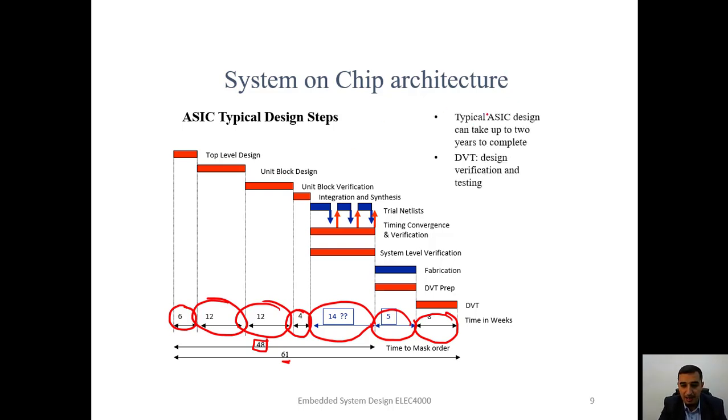So a typical application specific integrated circuit design will take up to 2 years to complete. The design verification and testing by itself will need at least 12 weeks. Now, in terms of system on chip, this is the application specific IC. I go to the company and tell them, I need you to build me an IC that will do this function. The company will tell me, this will cost you maybe $100,000 and it will take us 2 years to finish.